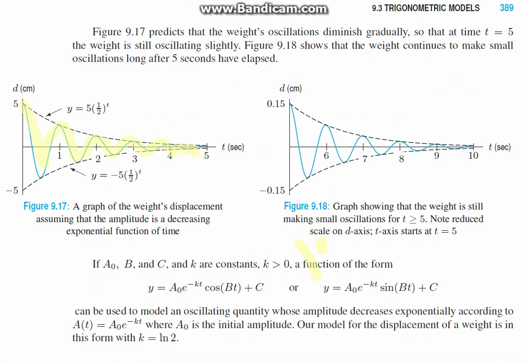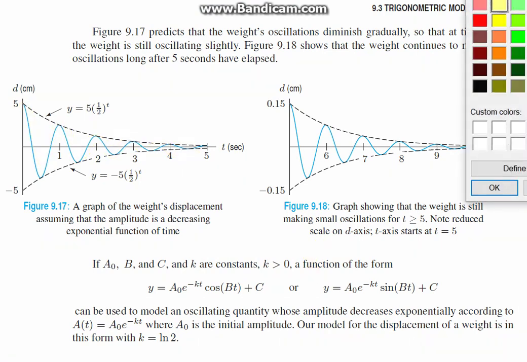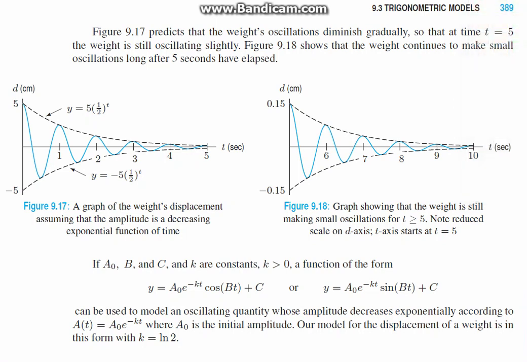Therefore, what they're basically saying is that if a, b, c, and k are constants and k is bigger than 0, a function of the form should be either this or this. Like I said, we can use sine or cosine based on where it starts from.